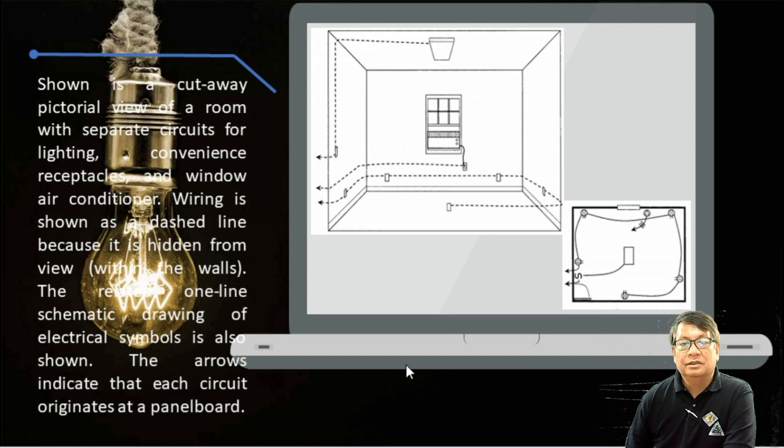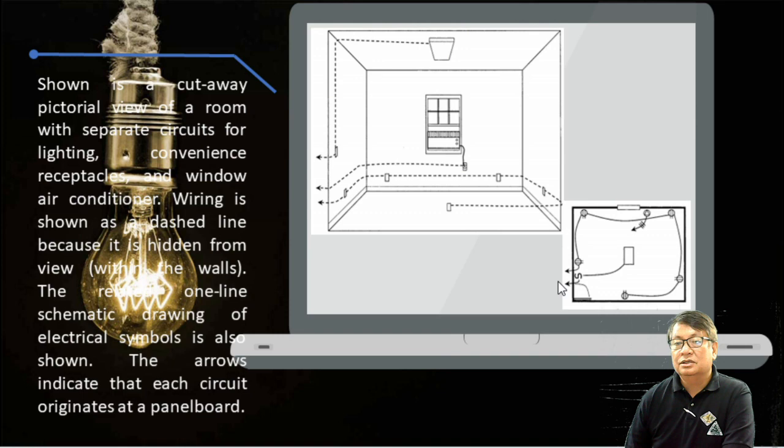So, we have also here the cutaway pictorial of the room with a separate circuit for lighting and convenience receptacles. So, ito po yung, pag tinitingnan natin dito, ito po yung room natin. I hope that you can see this one. So, ito po yung mga convenience outlet natin. Meron siyang separate na branch circuit. Ito po yung aircon, halimbawa, this is an aircon. We have also a separate circuit. And of course, we have a separate circuit also for our lighting.